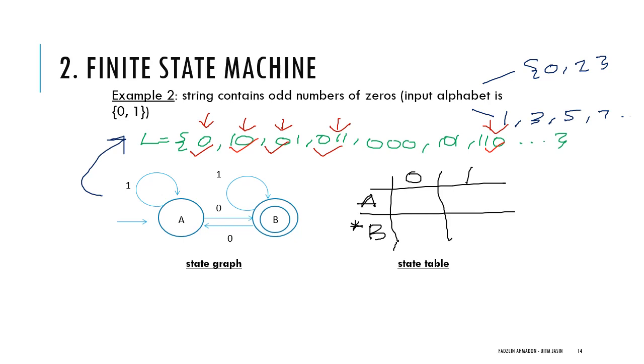A with 0 goes to B, A with 1 goes to A, B with 0 goes to A, B with 1 goes to B. So all the cells are filled. Therefore, we confirm that this is a deterministic finite automata.